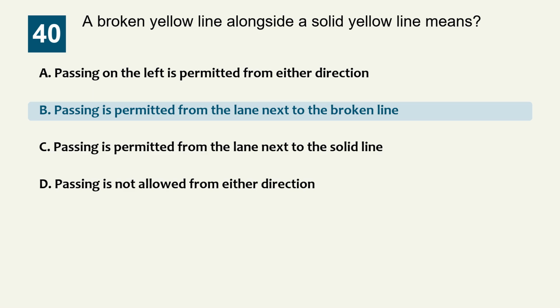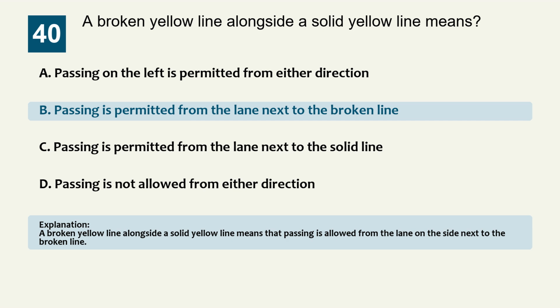The correct answer is option B. Passing is permitted from the lane next to the broken line. A broken yellow line alongside a solid yellow line means that passing is allowed from the lane on the side next to the broken line.